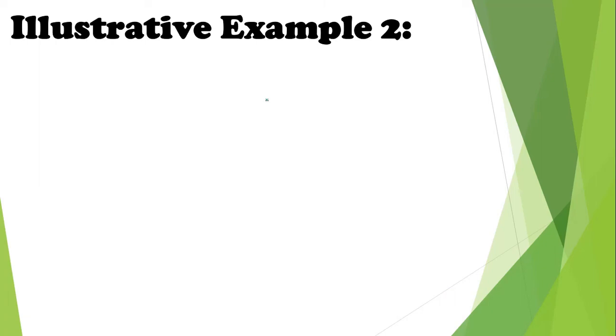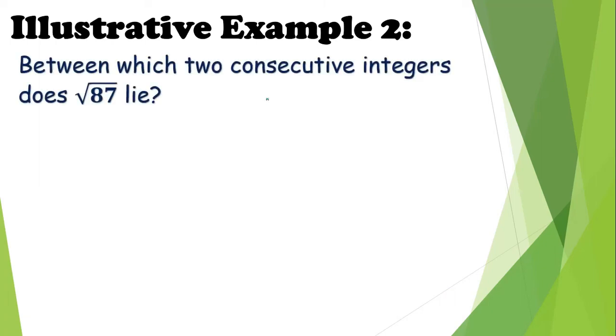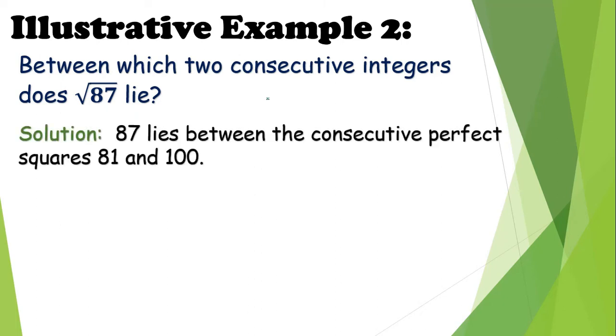Between which two consecutive integers does square root of 87 lie? So again, 87 is not a perfect square, so the principal root is irrational. Let's have the solution. 87 lies between the consecutive perfect squares 81 and 100. So alamin muna natin kung saan malapit na perfect squares yung 87.